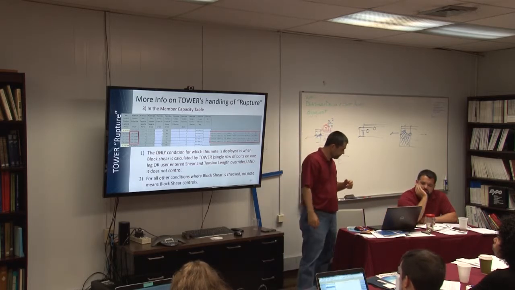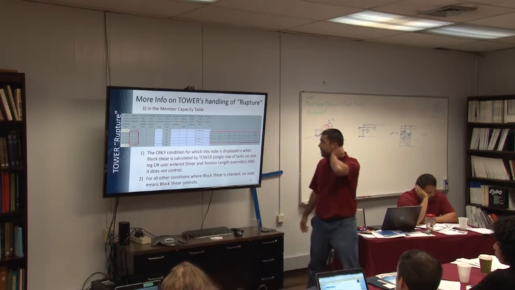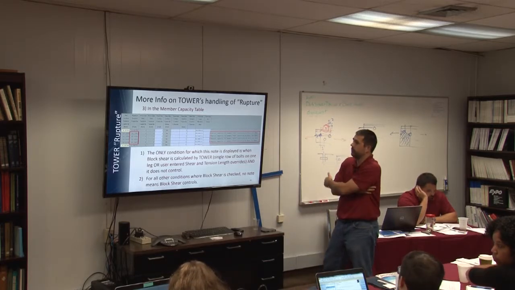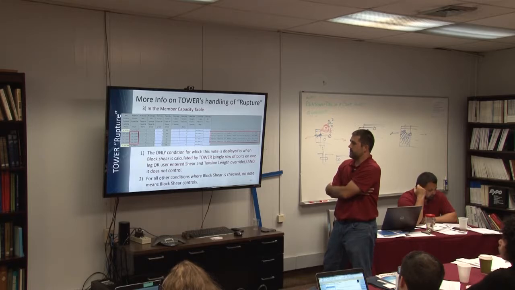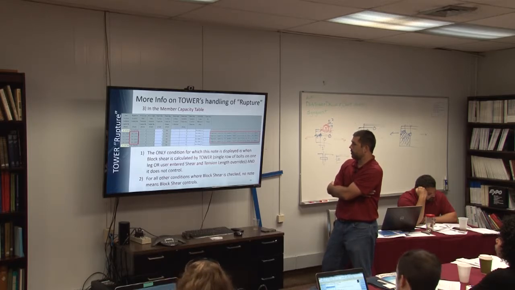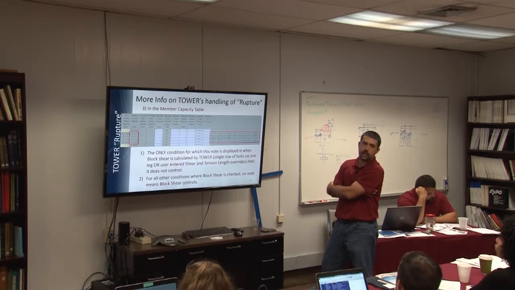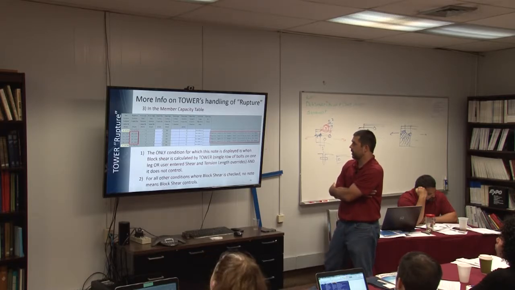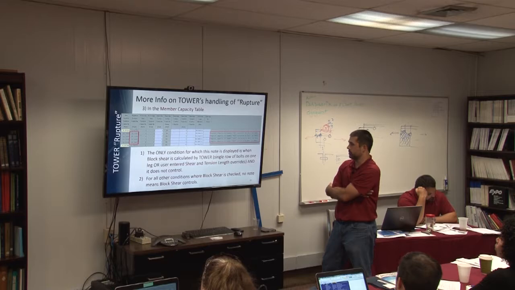Okay. I do have a note that says you got to be a little careful. One of the issues with the way that they implement this is it only displays this check when block shear is calculated by Tower, and it does not control. So in any other case where Tower is not automatically checking block shear, it's not necessarily going to give you this warning.